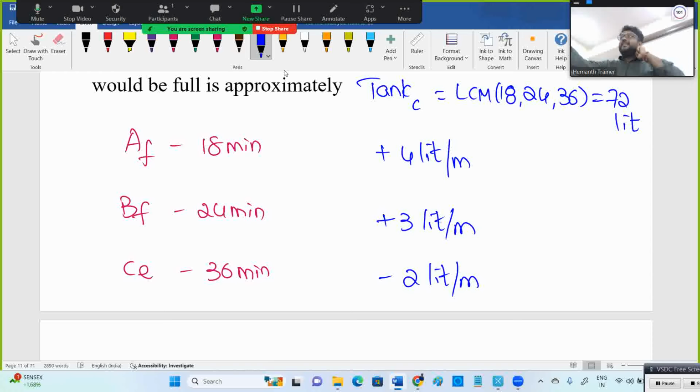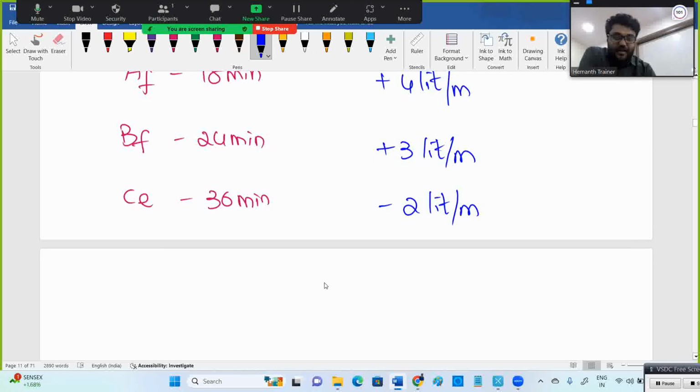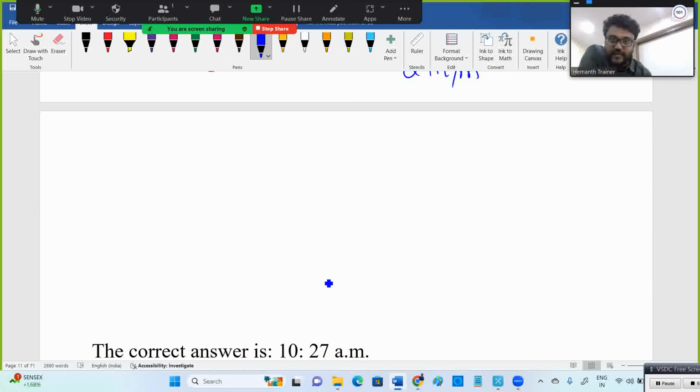But here in this question all 3 are not opened at a time. Okay, you draw a diagram now. Better is, this is a wrong answer. 10:27 is no. Okay, it's a wrong answer. 10:20 a.m. I think it will come. We'll see.